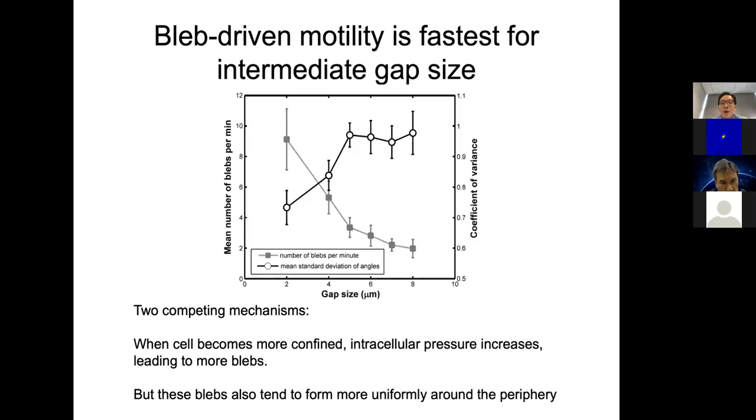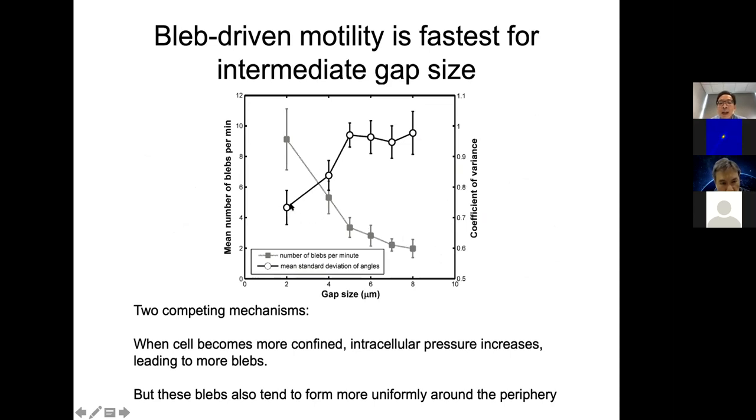So we do this quantitatively. The gray line here: we just do this experiment and count the number of blebs. This gray line shows that the number of blebs increases as the gap size decreases.